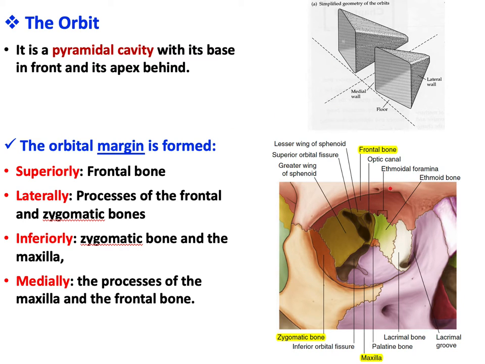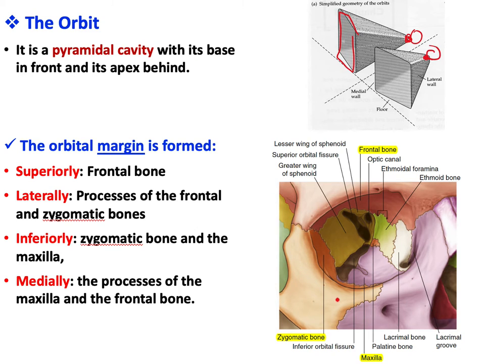When you look at the orbit again, it looks like a pyramid, and you know the pyramid has a base and of course has an apex. So for the orbit, which looks like a pyramid, this is the base located here outside, while the apex is directed medially and posteriorly close to the optic canal. So the pyramid is directed posteromedially by its apex toward the optic canal.